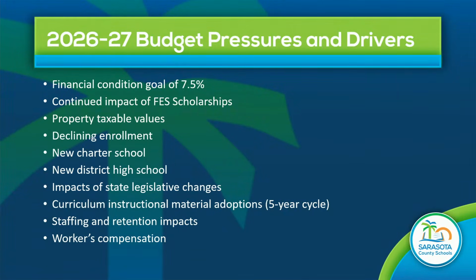Obviously, declining enrollment is an issue. You can see that one of the factors in our revenue shortfall is the projection and the loss of students, I think about 250 some odd students in one of our calculations, that happened last year. We do have a new charter school that is opening up in the 26-27 school year.